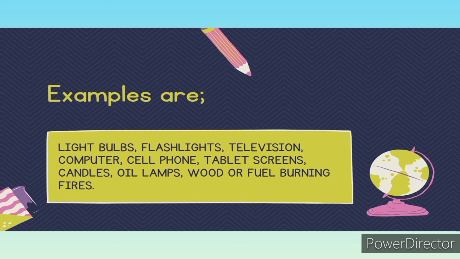Some examples of sources of artificial light are our light bulbs, flashlights, torch lights, television, computer, cell phone, and tablet screens, and we have some other old and more classic sources of artificial light, and they are candles, oil lamps, and wood or fuel burning fires. So these are examples of artificial light.